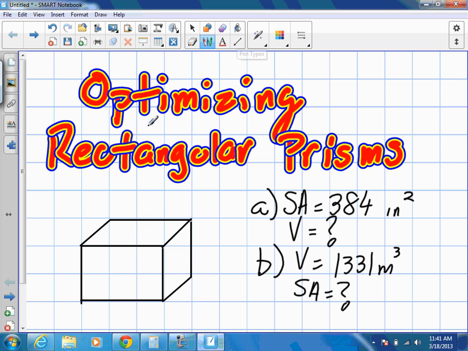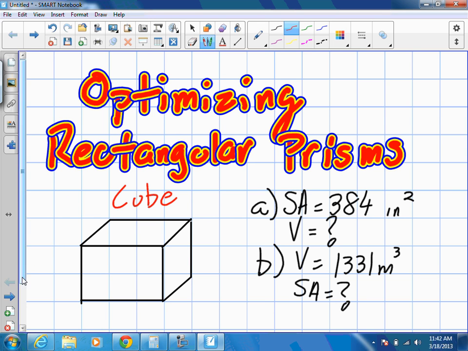So we're going to work on optimizing specifically rectangular prisms. This is very important if you get into any type of trade, building rooms, houses, any object that is a rectangular prism. We know what type of shape will be the most efficient. We want a cube, right? I know this isn't drawn to scale, but we want a cube.